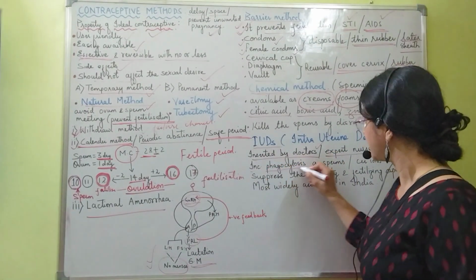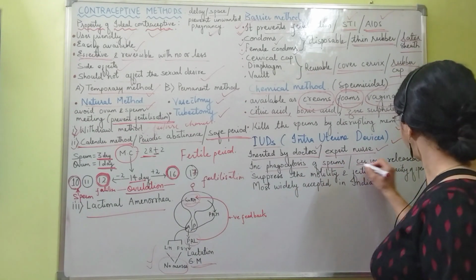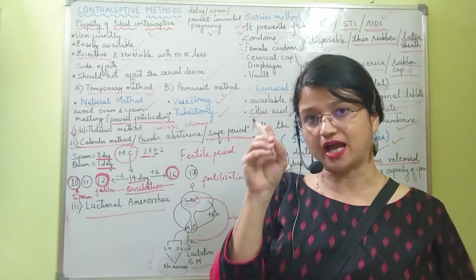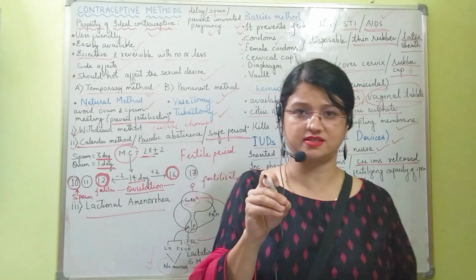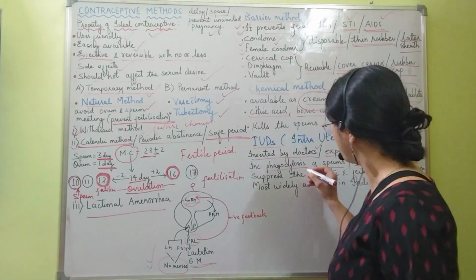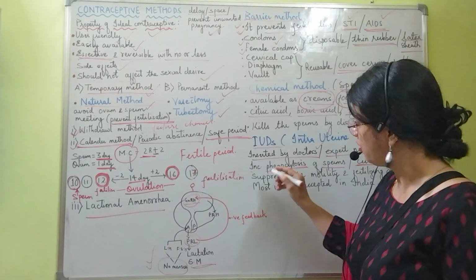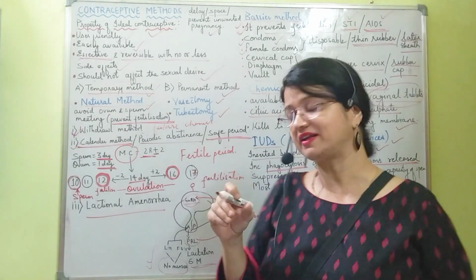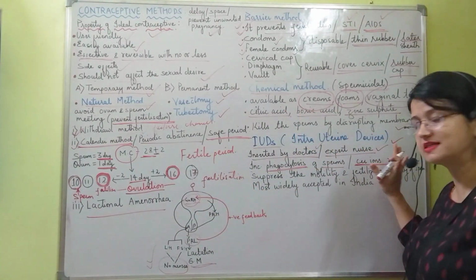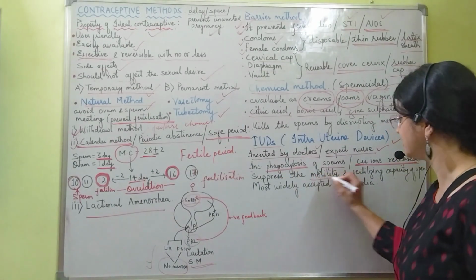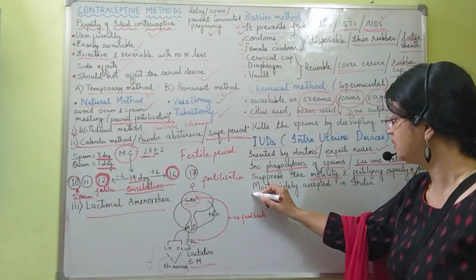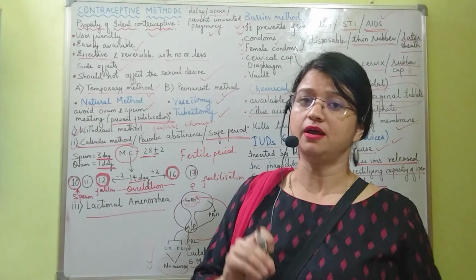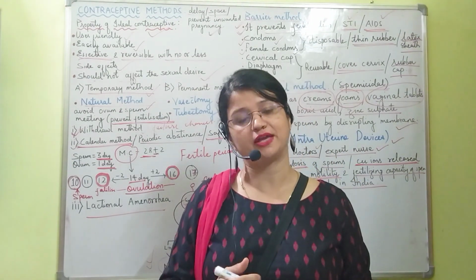It increases the phagocytosis of the sperms, and copper ions are also released. When copper ions are released by these IUDs, what happens? They decrease the motility of the sperm and then cause phagocytosis. Clear? So for phagocytosis, first of all, the motility of the sperm has to be reduced, and that is reduced by the copper ions. We will study this in detail. This suppresses the motility and fertilizing capacity of the sperm. Most widely accepted in India. This method is the most accepted method in India. Now we'll discuss IUD in detail.